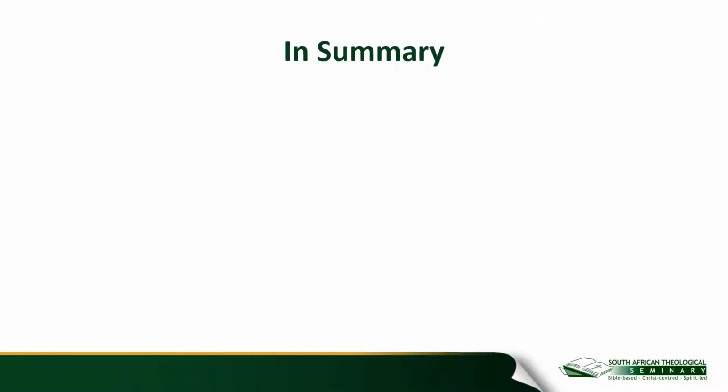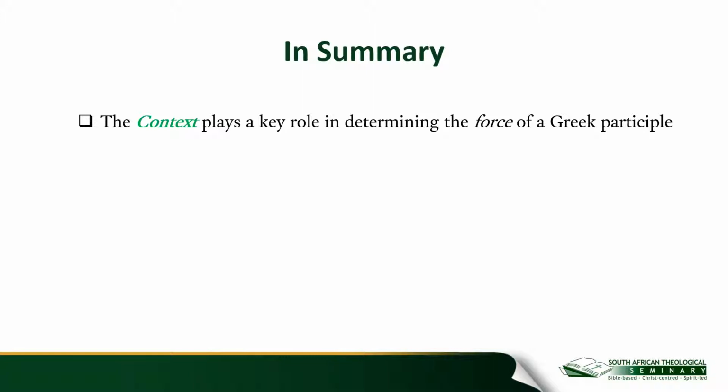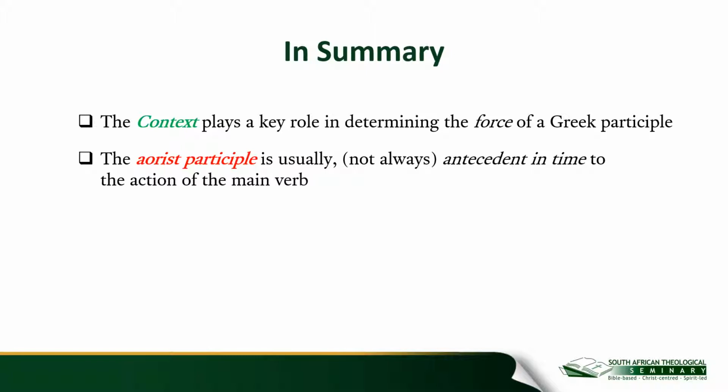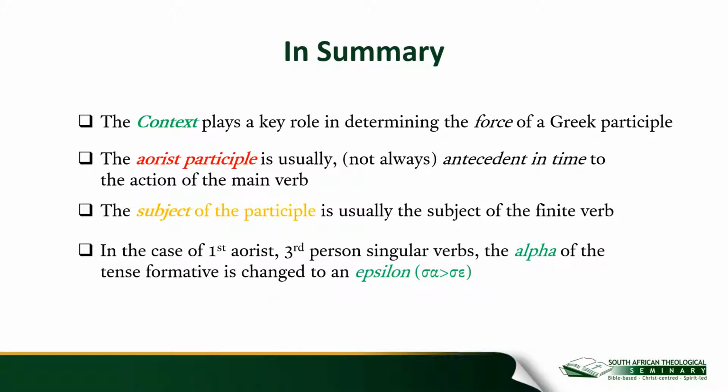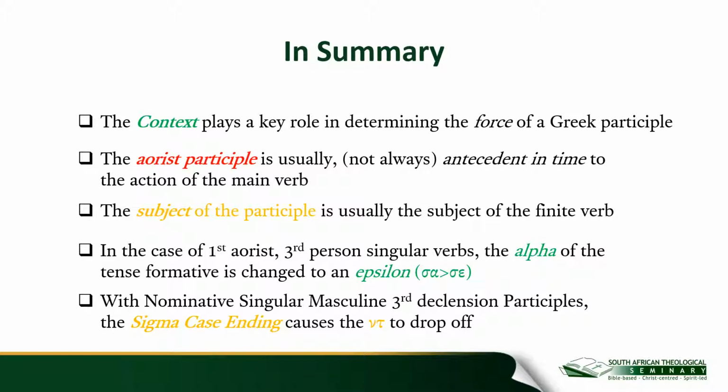In summary, some of the main points. Firstly, we need to realize that context is absolutely vitally important in determining the force of a Greek participle. Secondly, as we saw in our example, the aorist participle is usually, but not always, antecedent in time to the action of the main verb. Third, the subject of the participle is usually, but not always, the subject of the finite verb. Fourth, the sa tense formative changes to se in the first aorist third person singular verbs. And then lastly, the nt drops off due to the sigma case ending in nominative masculine singular third declension participles.